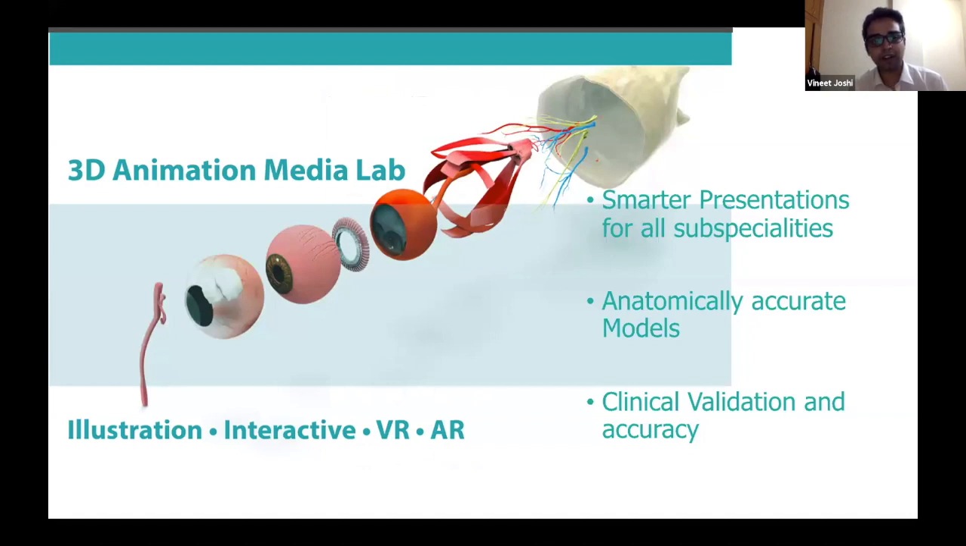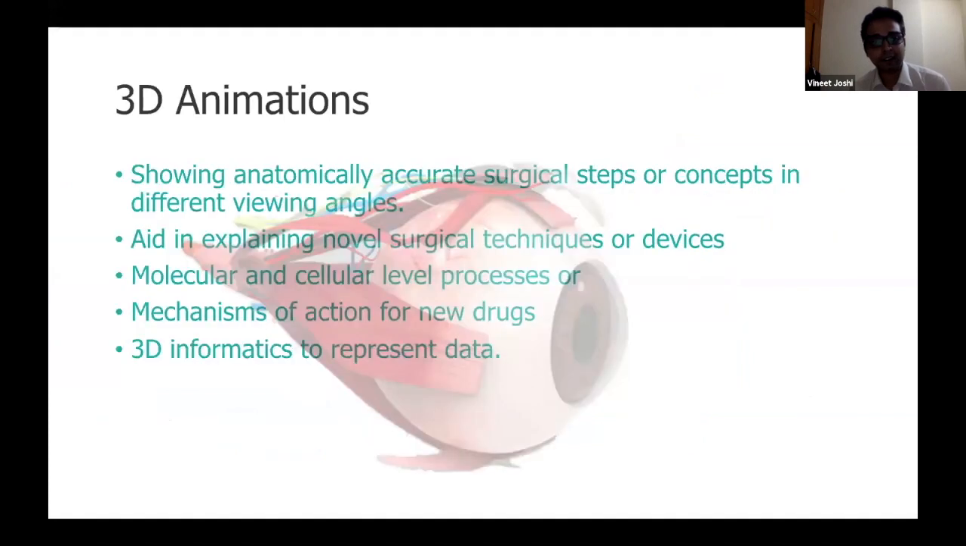Lastly, I would like to end with, because of our experience of developing these animations, we were actually able to succeed in developing really foolproof, anatomically accurate ophthalmology animation models. And what are the uses of them? Multifold. It can lead to smarter presentations for all subspecialties, and they are useful for you to demonstrate surgical steps. They will also aid you in explaining novel techniques or even new drugs, their mechanisms, or molecular cellular level processes.